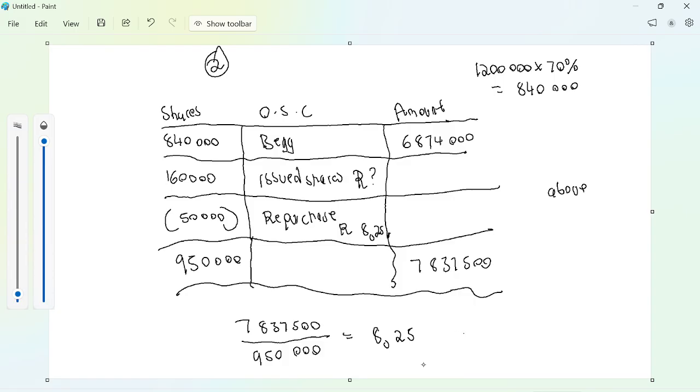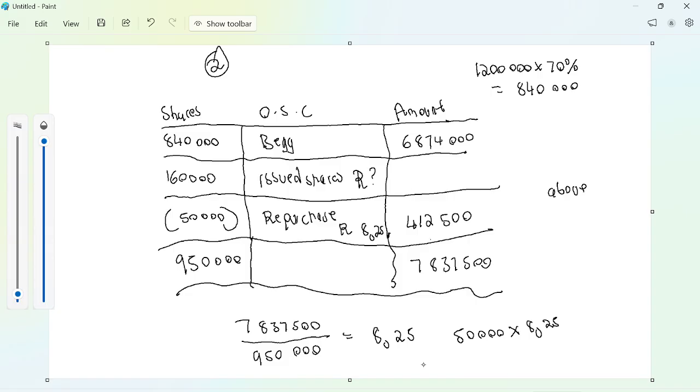Now how do I get my repurchase price? My repurchase price, I'm going to say 50,000 multiplied by 8,25, which is what? 412,500. Right?